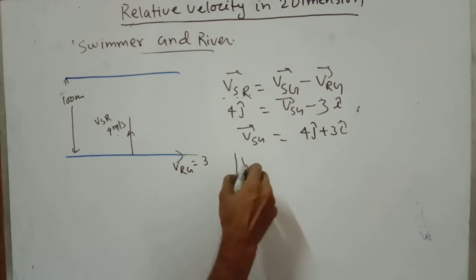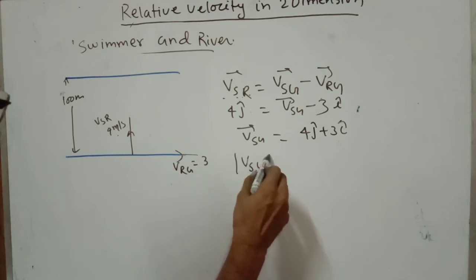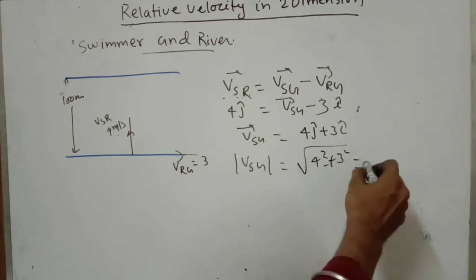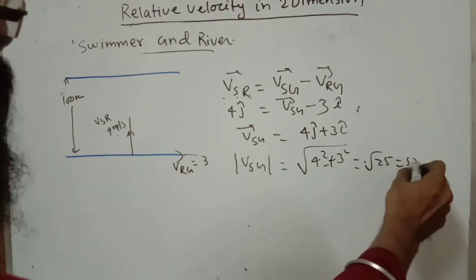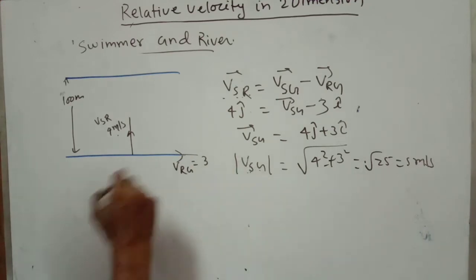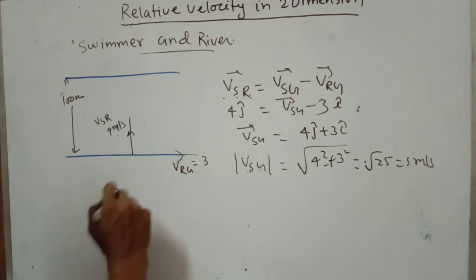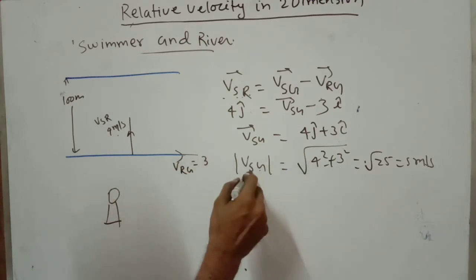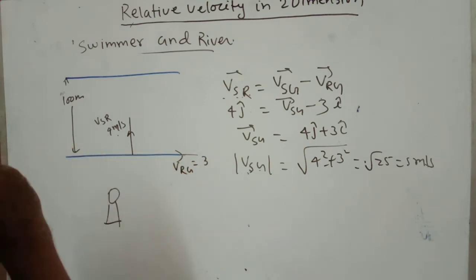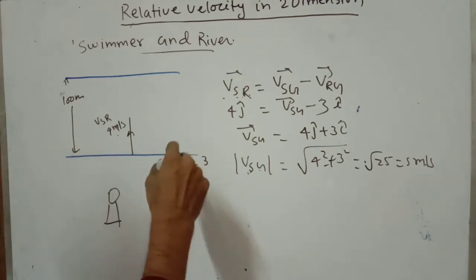So what is the magnitude of the velocity of the swimmer with respect to ground? Obviously you can find 4 squared plus 3 squared, so 25. So you can write 5 meter per second. This is the velocity of swimmer with respect to ground. That means the ground observes the swimmer's velocity as 5 meter per second.